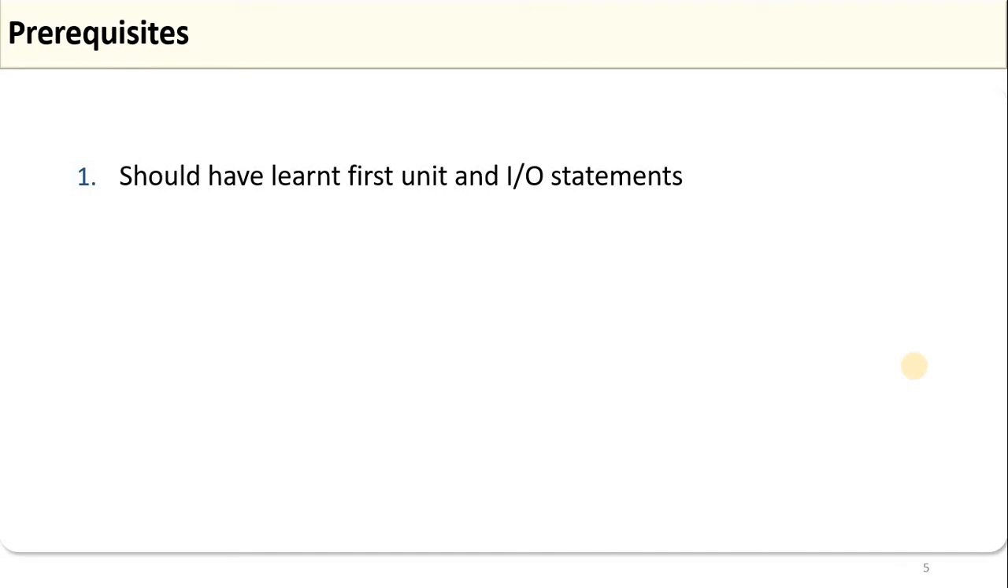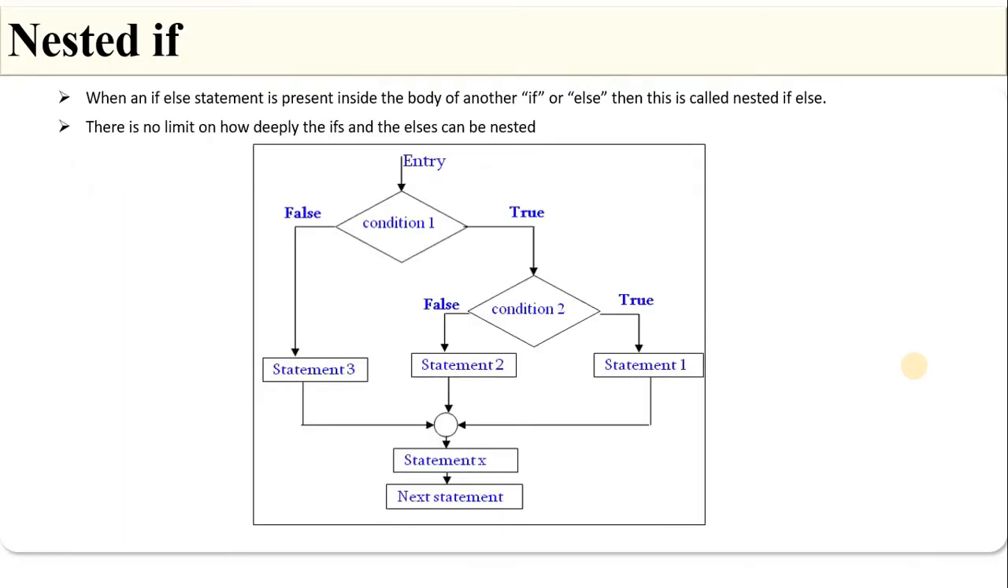The prerequisite is that you should have learned the first unit and IO statements in the C programming language. So let us get into nested if. When an if else statement is present inside the body of another if or else, this is called nested if else. And there is no limit on how deeply the ifs and elses can be nested.